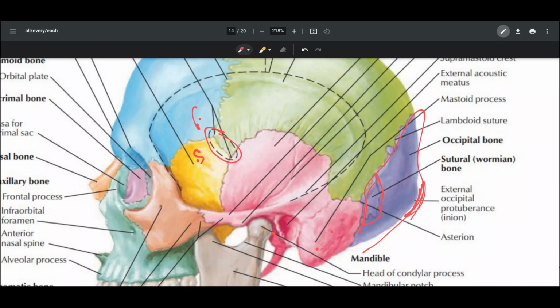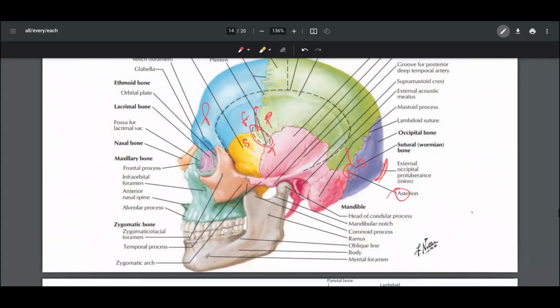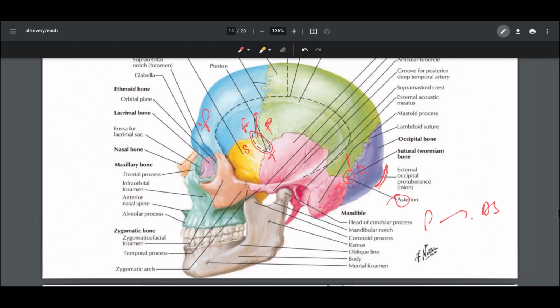Anteriorly were these four bones: sphenoid, frontal, parietal, and temporal. They meet, they form pterion. And posteriorly, parietal, occipital, and temporal, this point where they meet is asterion. So posteriorly it's asterion and anteriorly it's pterion. You can remember it that alphabetically P comes first and then comes S. So this way you can remember.